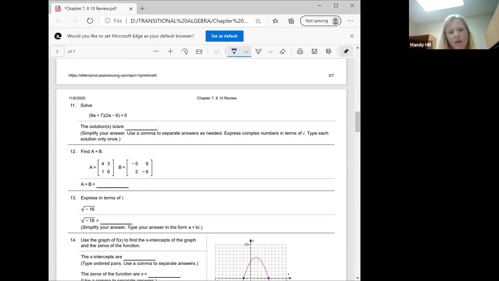Okay, they're asking us to solve this. When it's already factored like that, the easiest thing to do is break it into two parts and solve it from there. So you're seeing, well, when is 9a plus 7 equal to 0? And when is 2a minus 6 equal to 0? So we would subtract 7, so 9a is equal to negative 7. Then we would divide by 9 and get a is equal to negative 7/9. So there's one answer. This one we would add 6, so we would get 2a equals 6, and we would divide by 2. So a is equal to 3.